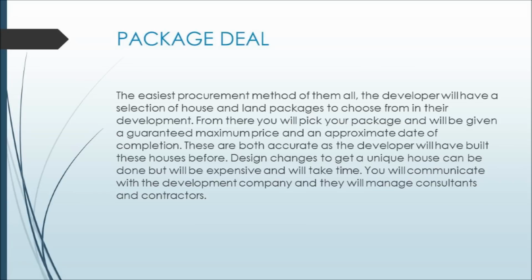This procurement method is one of the easiest procurement methods. This method consists mostly of house and land packages, of which you would have a couple of standard house designs to choose out of. As this is a standardized design, the contractor can give you a pretty accurate price as he has done similar houses before. He will then give you a guaranteed maximum price and an approximate date of completion.